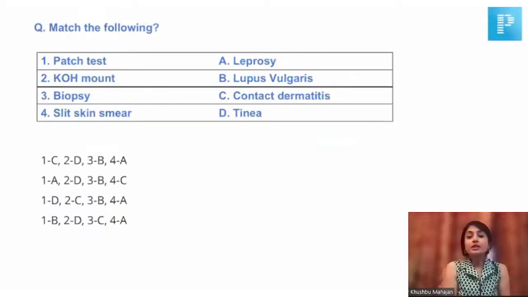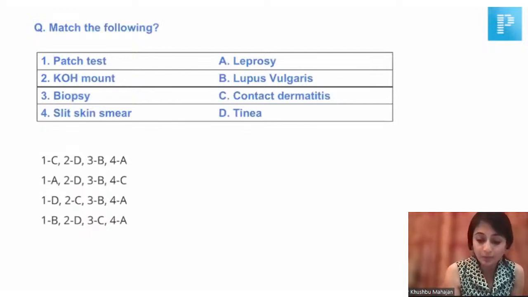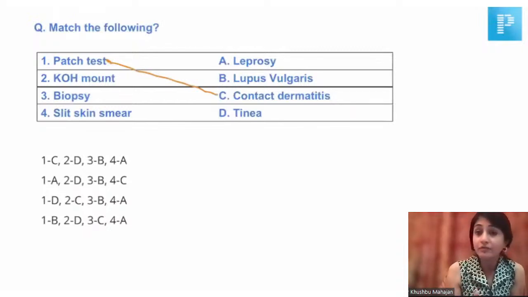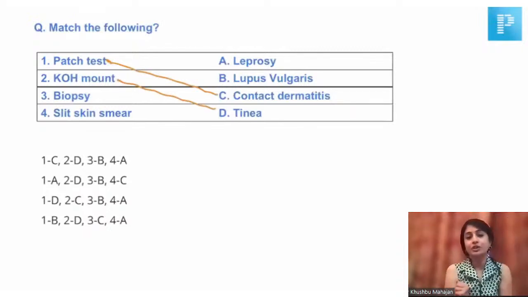Right. So the next question which I have is, you had to match the following. On one side, you were given the relevant test, and on the other side, you were given the conditions in which you use the test. Again, I think a very, very simple question. The first test is patch test, which is done for contact allergic dermatitis. Patch test is done to diagnose the allergen in contact allergic dermatitis. KOH mount, again very simple, is used for fungal infections, so it is used for tinea.